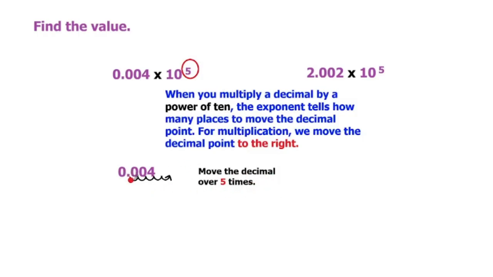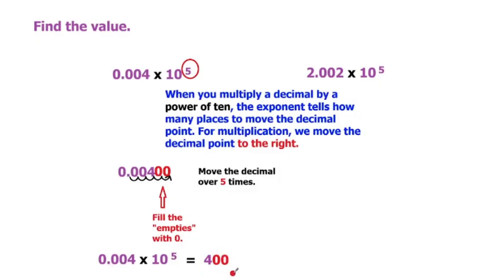Okay, so here we go. 1, 2, 3, 4, 5. So now we have some empties here. Fill the empties with 0, like that. So our decimal point, we've moved to the end of this number here. So now our number becomes 400. So we could get rid of all the numbers here at the beginning. We don't need these zeros at the beginning. We just need the number 400. So we move this over 5 times and we end up with 400.